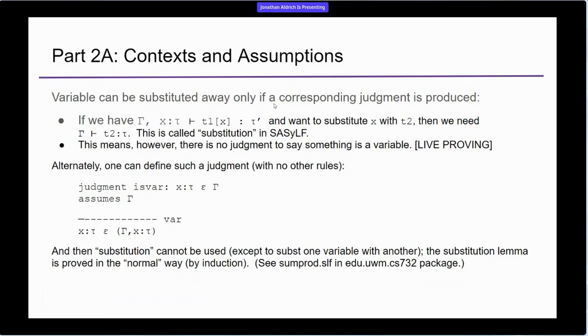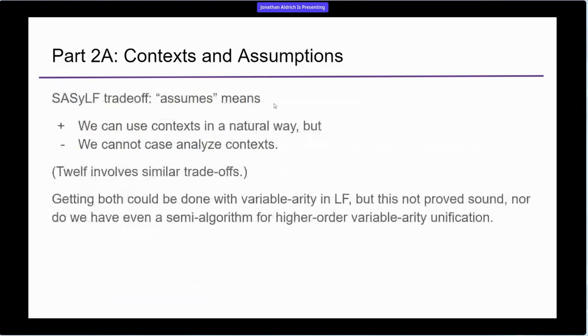Yeah. Okay. Nice. And let's prove more theorems with SASyLF. So as a trade-off, when we do assumes, we can use context in a natural way, but you cannot case analyze contexts because they're not actually there. Getting both, I think, would be possible if we had variable arity LF, and I've tried to prove that, and I have the syntax and I have some semantics, but I've never been able to prove that it's sound. So we don't have that in SASyLF.